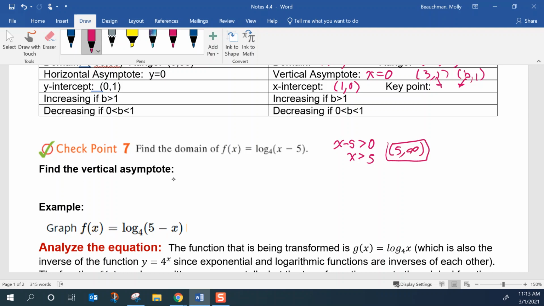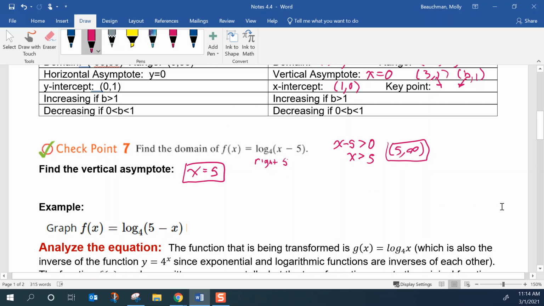Finding the vertical asymptote means, which way is your function moving? So log base 4, think of transformations: x minus 5 moves log base 4 to the right 5. So if we move to the right 5, everything moves to the right 5. So our new vertical asymptote is going to be x is equal to 5 because our graph moved to the right 5. So let's take a look at another example.